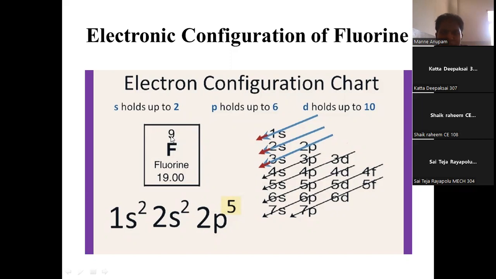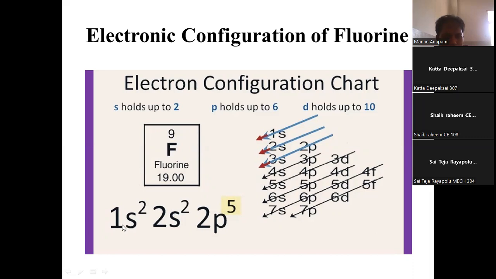Nitrogen is 7, oxygen is 8, fluorine is 9 atomic number. Please remember the atomic numbers of nitrogen, oxygen, and fluorine. Nitrogen is 7, oxygen is 8, fluorine is 9. Now, fluorine is 9 atomic number.